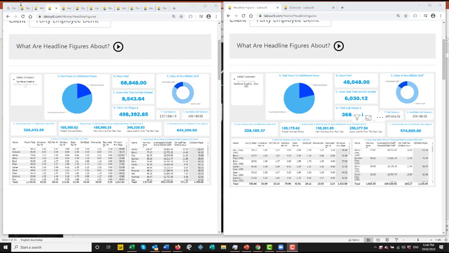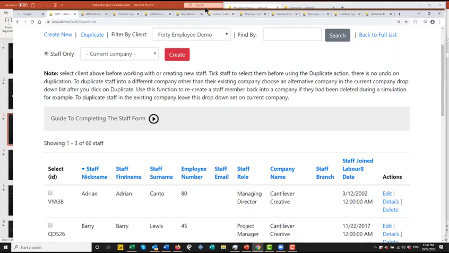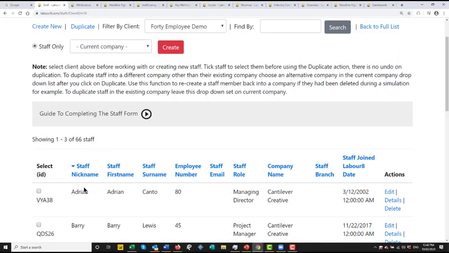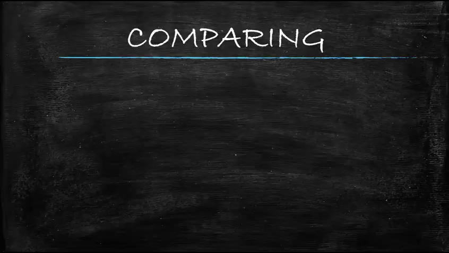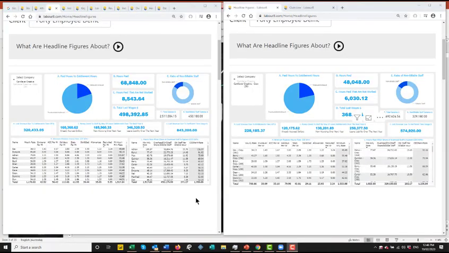To duplicate the staff, we just go to the staff tab, and you can see down here I've got this Adrian. I would just tick him here, and I've got the duplicate function there. It's as simple as that. If I delete Adrian from my second model, then I just add him back in again, and I can move staff in and out at my leisure until I have the model that I want to see. So let's now contemplate my before and after model.